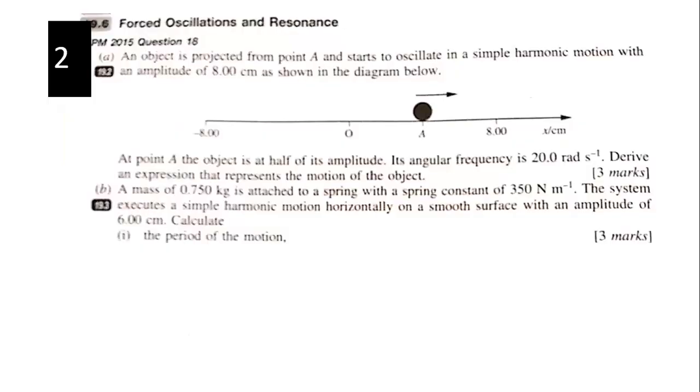Number 2. An object is projected from point A and starts to oscillate in simple harmonic motion with amplitude 8.0 cm as shown in the diagram below. At point A, the object is at half of its amplitude. The angular frequency is 20. Derive an expression for the motion of the object.